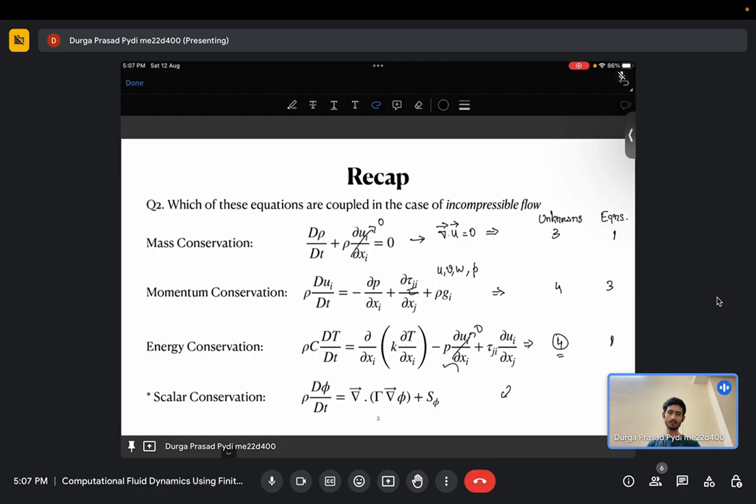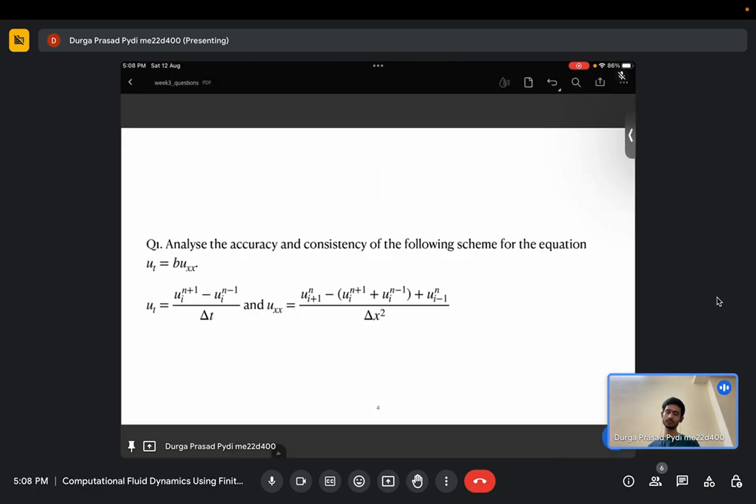Now if you have a compressible flow, then the first equation itself will have another unknown, density, that will be varying as a function of your velocity. So the equations get coupled with the energy equation as well, but we are anyway not dealing with that.